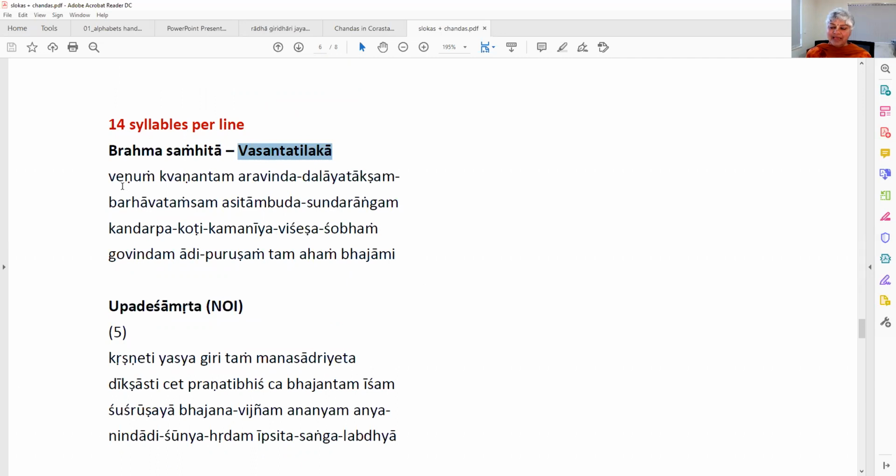I don't know if you've noticed, but this Vasanta Tilaka seems to be a favorite of Lord Brahma. Whenever Brahma is praising the Lord, you'll find that quite a few of his prayers, he manages to compose them in Vasanta Tilaka, which is quite interesting.